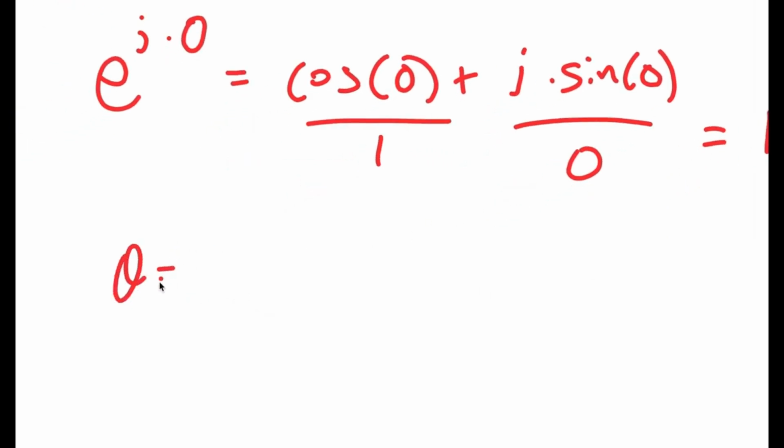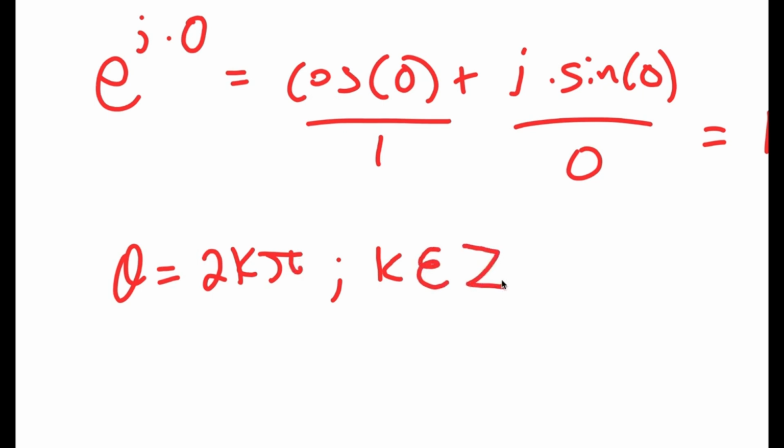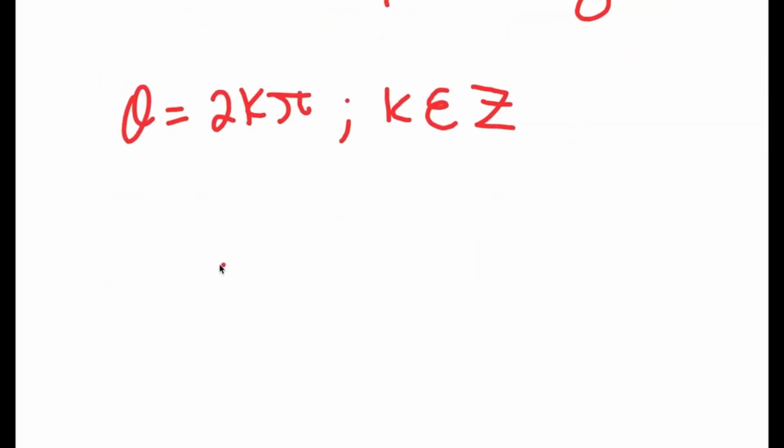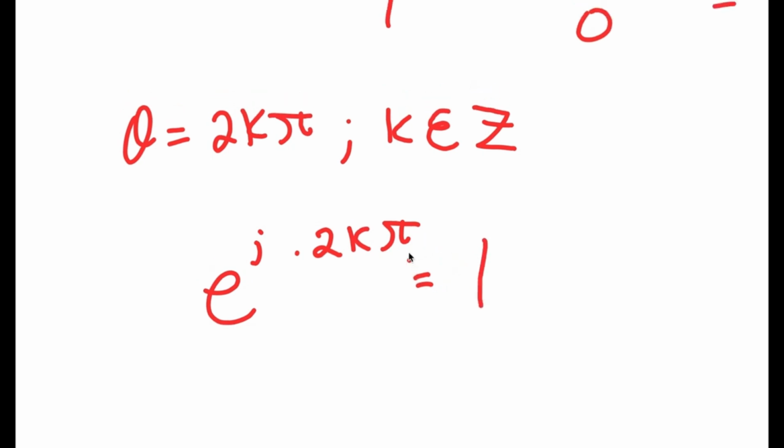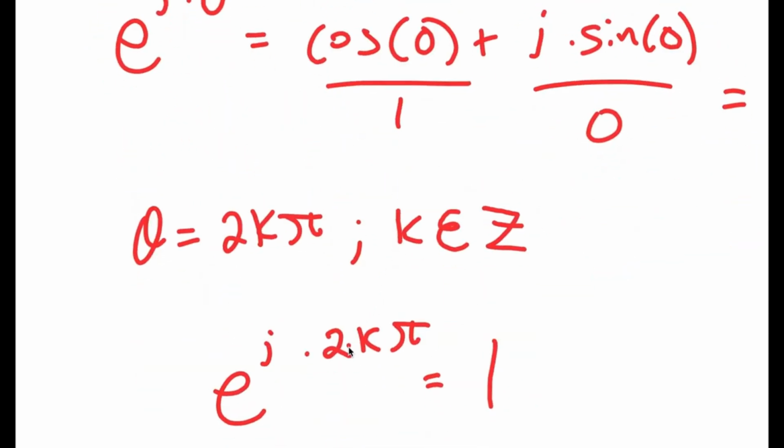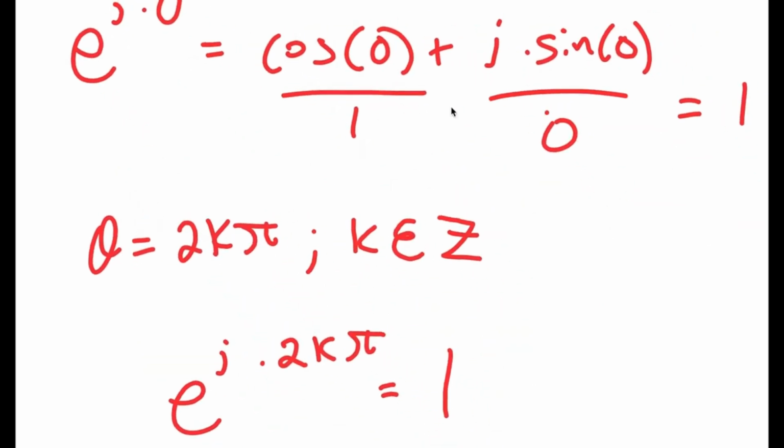Now, what if we say theta is equal to 2k pi, and k is just a substitution for all integers? So now I get e to the power of i times 2k pi is equal to 1. Because all we did was substitute theta in for 2k pi into this same thing.